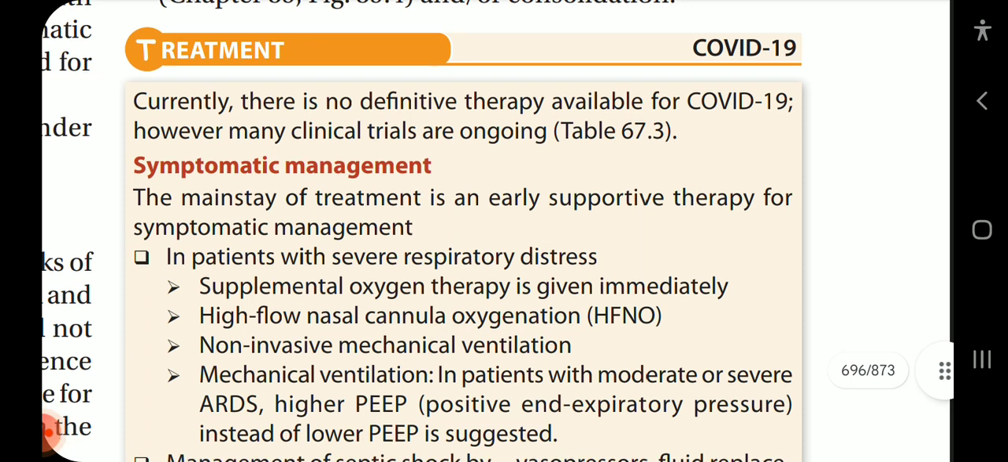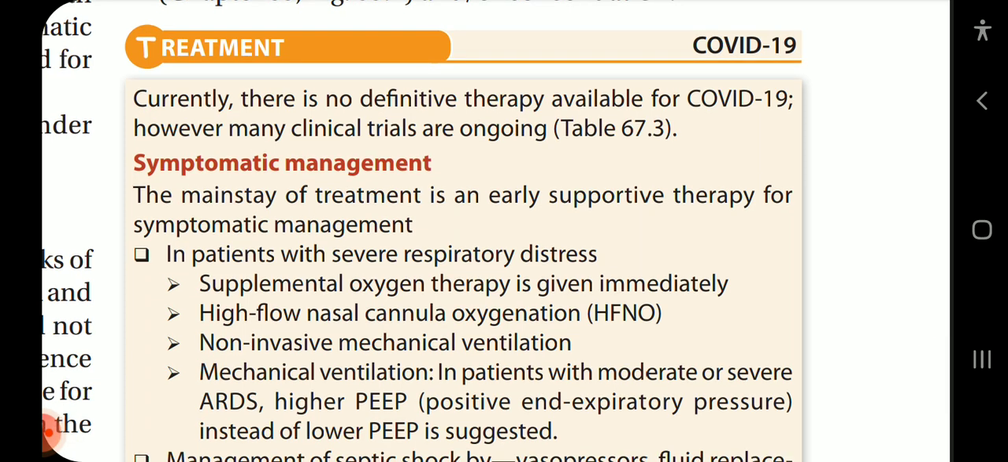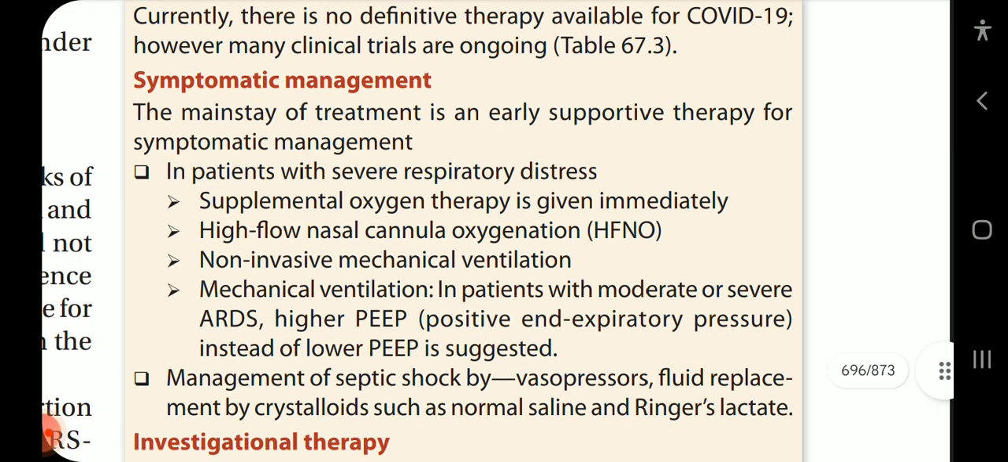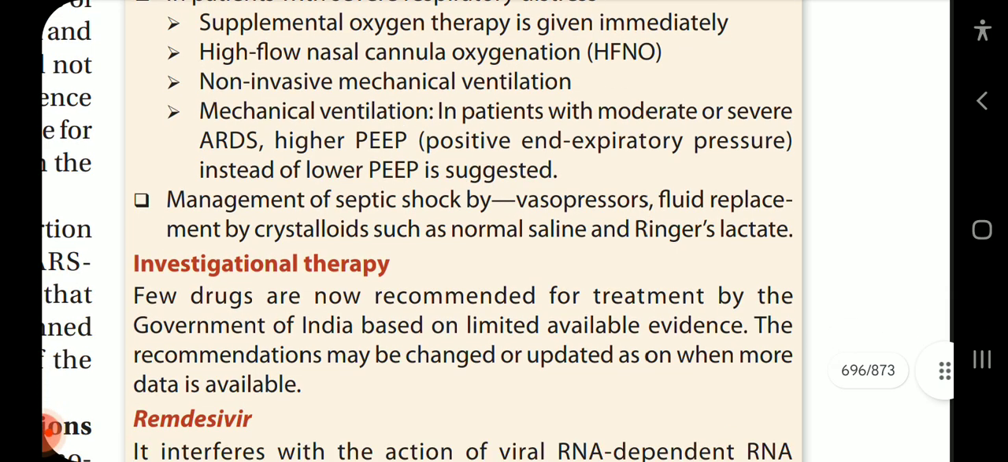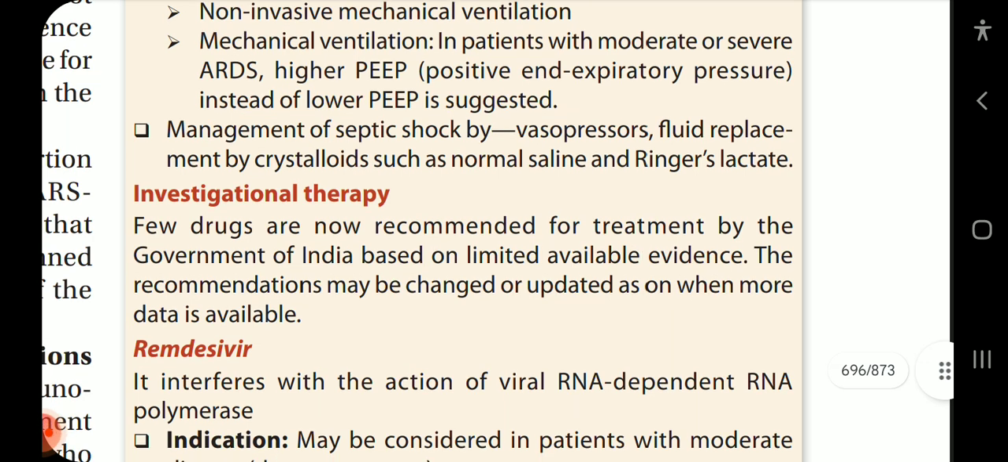Now, the treatment: currently there is no definitive therapy for COVID-19. However, many clinical trials are going on. They can be managed. Symptomatic management: the mainstay of treatment is early supportive therapy for symptomatic management in patients with severe respiratory distress. Supplemental oxygen therapy is given immediately. High flow nasal cannula oxygenation, non-invasive mechanical ventilation. Mechanical ventilation in patients with moderate or severe ARDS, where high PEEP, positive end expiratory pressure, instead of low PEEP is suggested. And management of septic shock by vasopressors and fluid replacement by crystalloids such as normal saline and Ringer's lactate.